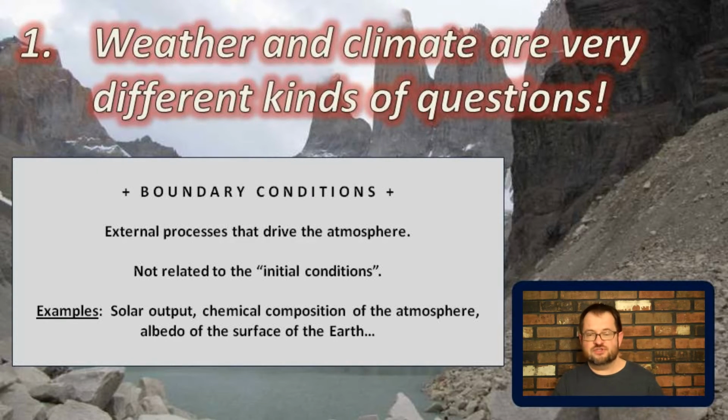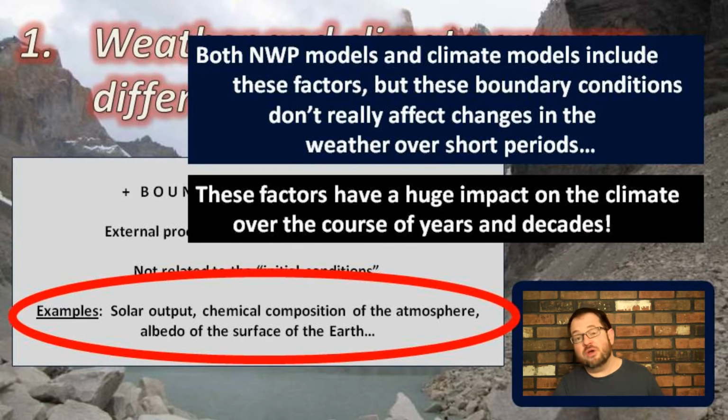Another one, albedo of the surface of the Earth, how reflective the surface of the Earth is. We change the albedo of the Earth by doing things like cutting down forests and putting in fields, or tearing up prairie and putting in a parking lot, and so on. Okay, the model doesn't predict that. We tell the model that. We tell the model as input what the albedo of the surface is at each location. These are boundary conditions. And both numerical weather prediction models and climate models have to include these factors.